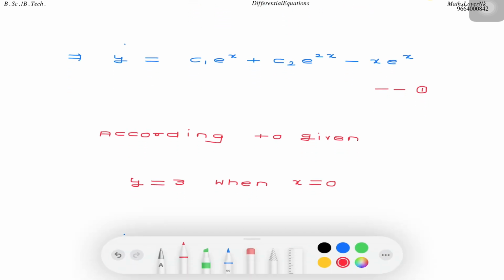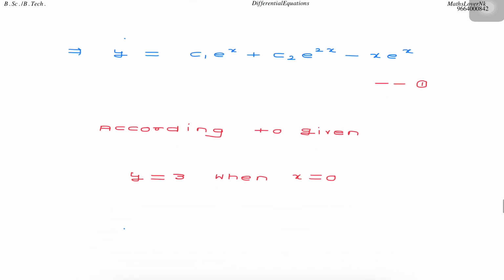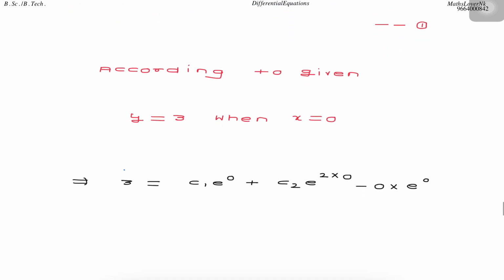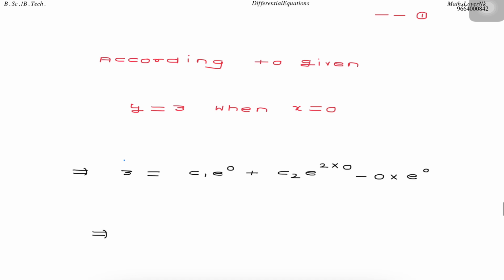So it becomes 3 is equal to C1 e the power 0 plus C2 e the power 2 into 0 minus 0 into e the power 0. So it becomes 3 is equal to C1 plus C2. The first equation is 3 is equal to C1 plus C2. It is equation second.